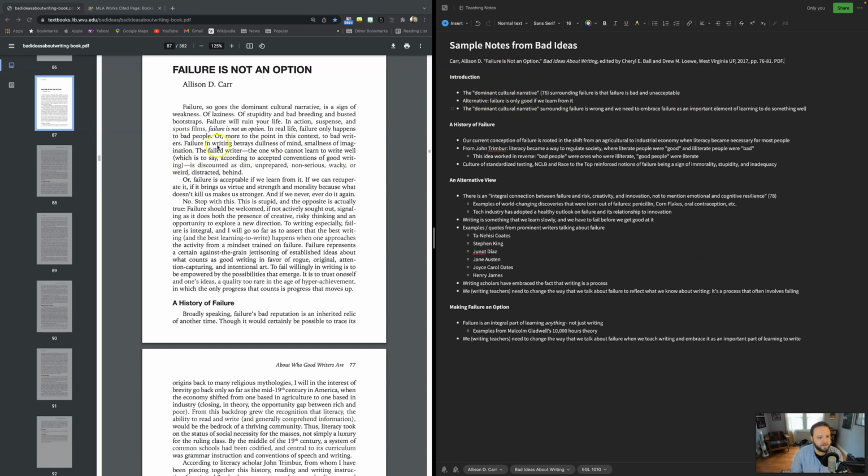So Carr starts in this first paragraph. She's talking about how the dominant cultural narrative surrounding failure is that we generally tend to think about failure as being bad and unacceptable. And then in that next paragraph, she offers kind of an alternative that failure is only good if we learn from it.